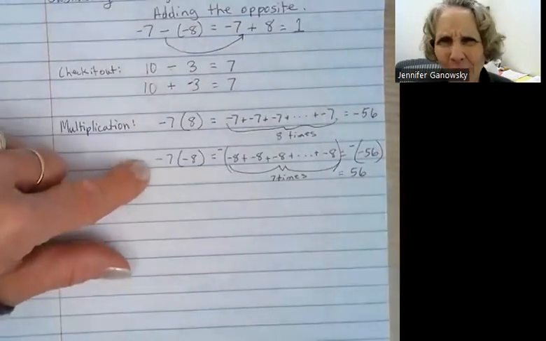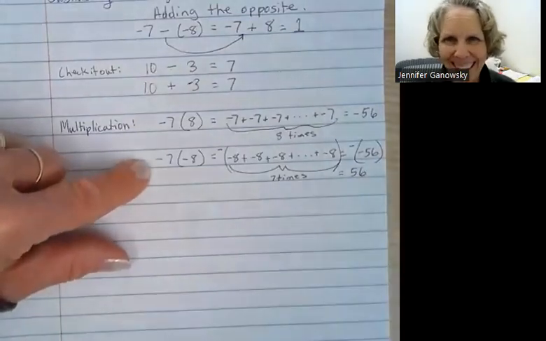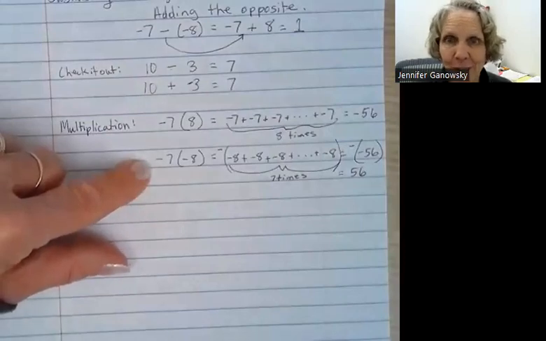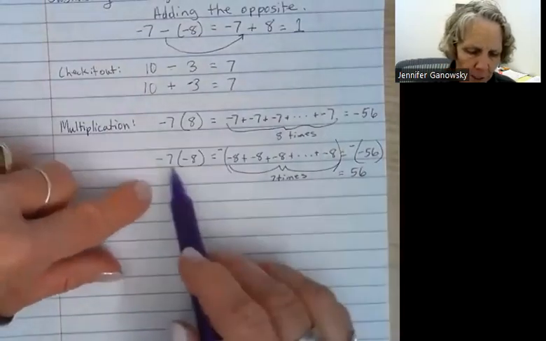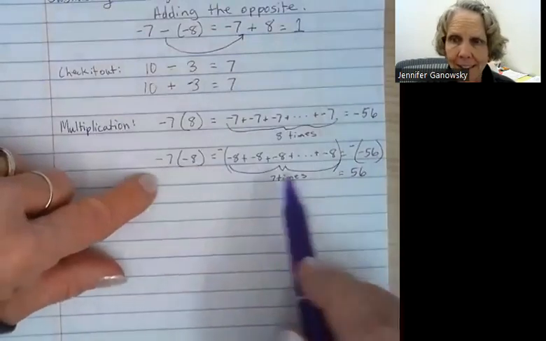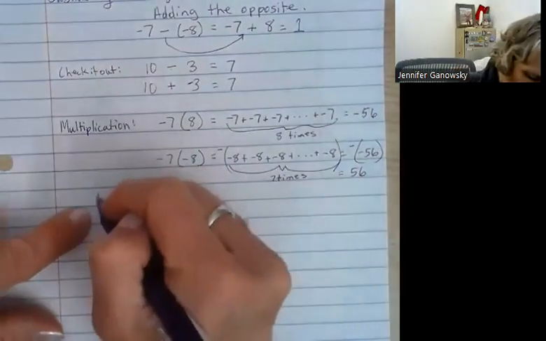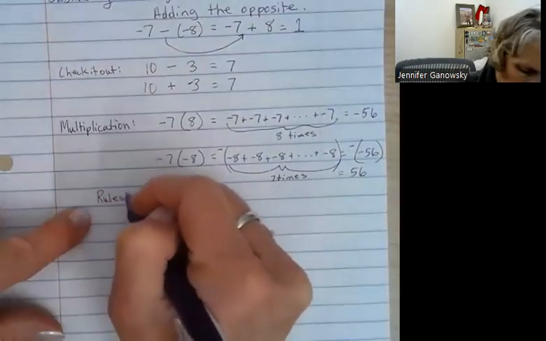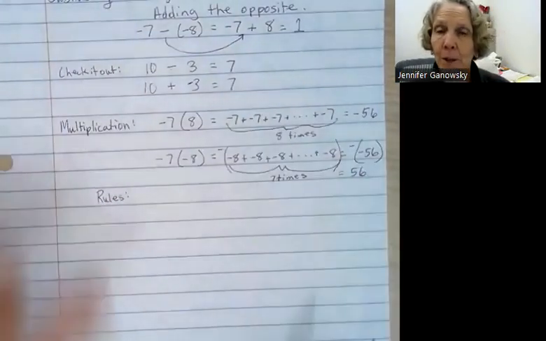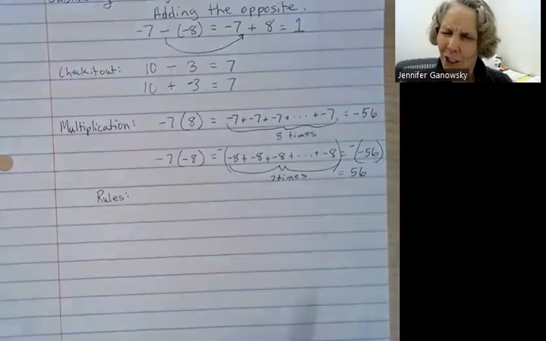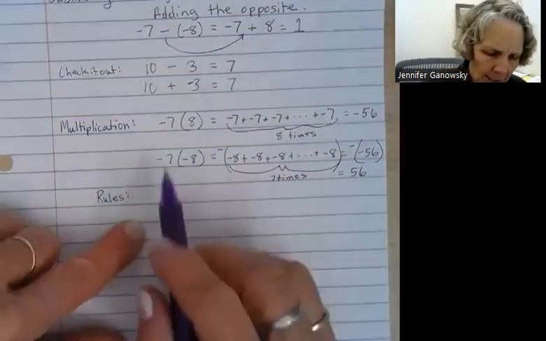Now, do I want you to do all this work? No. I want you to memorize the rules for multiplication, but I want you to understand where they come from. Therefore, we know if we have two negatives, it's going to end up to be a positive. So here's the rules that you would memorize. You would not work this out on every problem, but you might work it out if you forget the rule or get confused for a minute, okay?